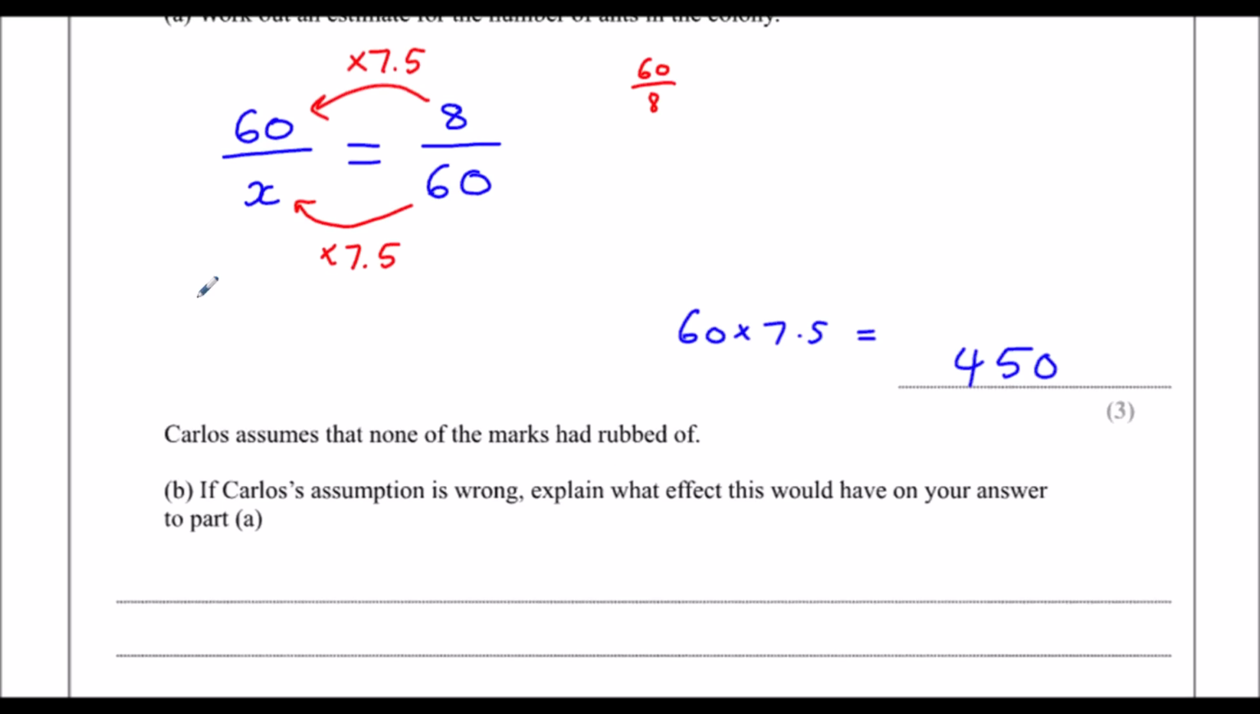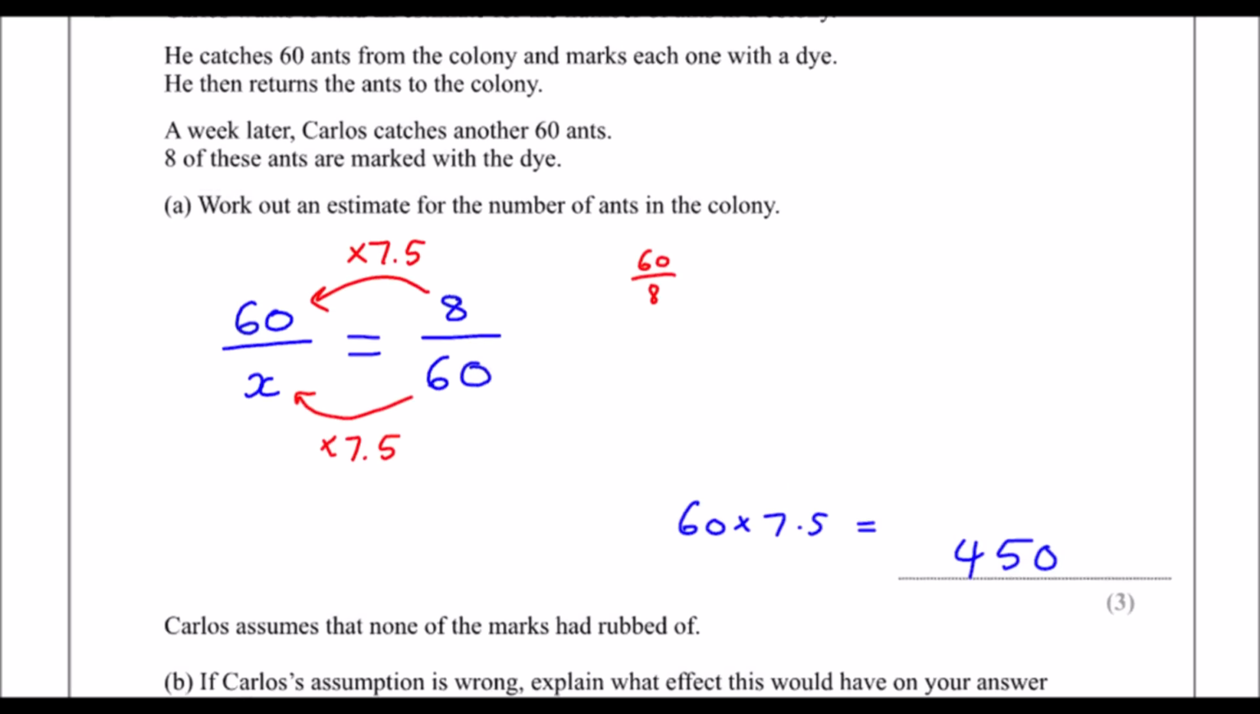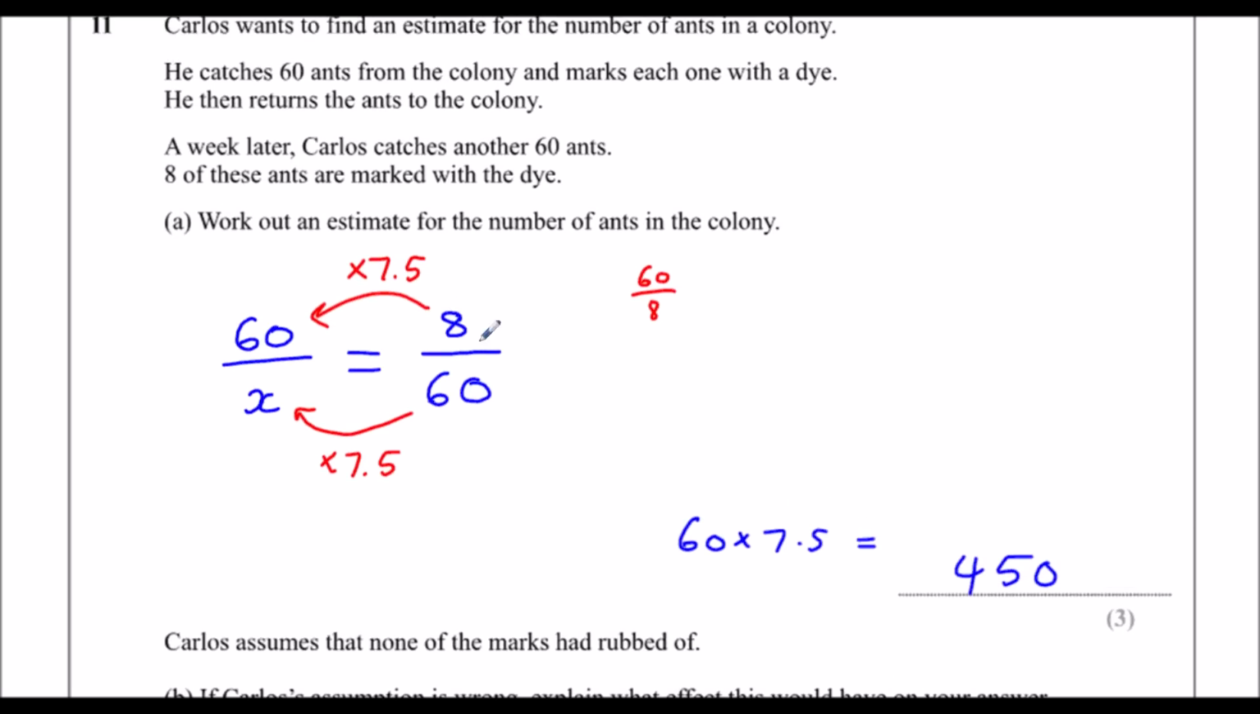Carlos assumes that none of the marks had rubbed off. If Carlos's assumption is wrong, explain what effect this would have on your answer to part A. So if some of the dye had rubbed off, then a week later, this number should have been bigger. So some of these 60 ants he caught would have been marked with dye, but the dye would have rubbed off. So say this number was much bigger, then if it was 30, we would be multiplying by 2, and we'd only be estimating there were 120 ants. So if any of the dye rubbed off, this answer will be an overestimate. It will be too high.